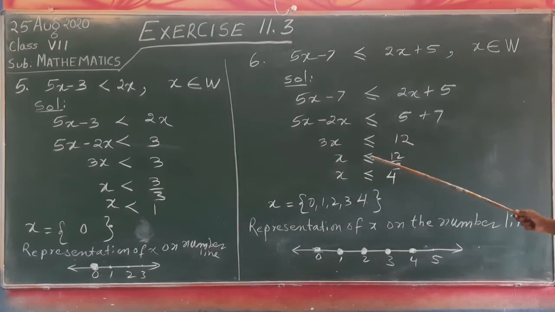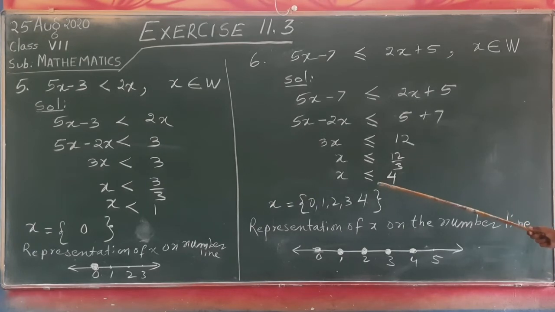And next step, on transposing 3 we get what? At the bottom, that is the denominator, it becomes division. So 12 on dividing we get what? 4. So x is less than or equal to 4.